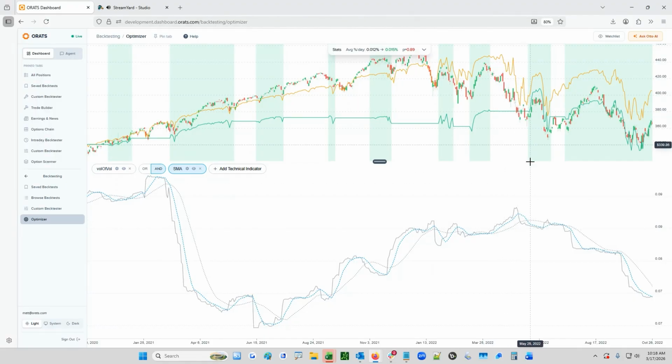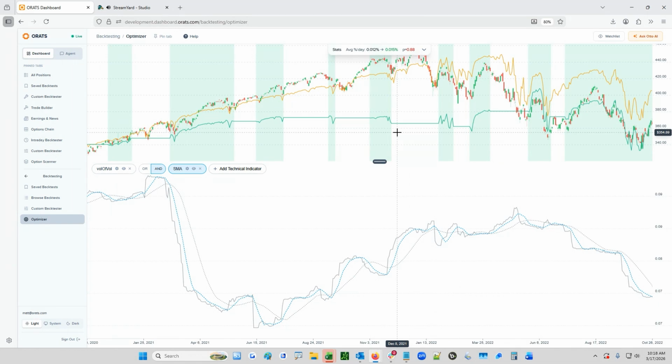So it did get us out, but it also got us in a little bit more quickly than usual. So that actually is kind of nice. So this might be one that we could use to figure out when to get back in. Does that make sense? Sort of.